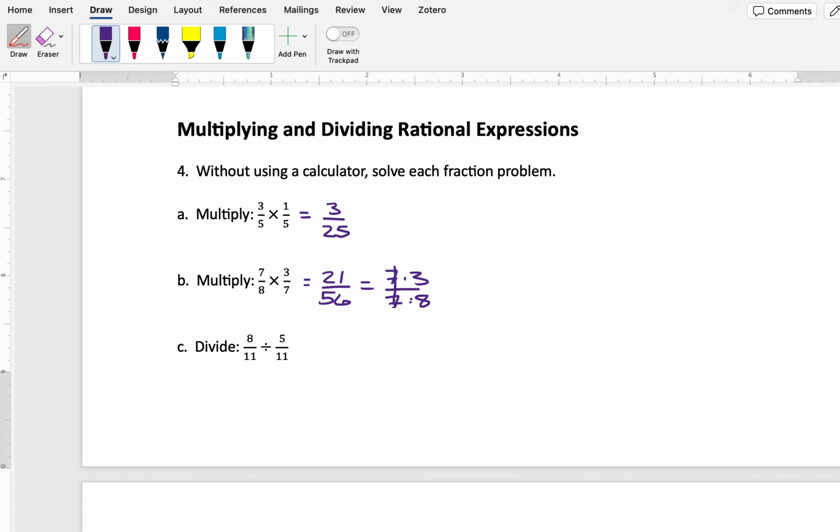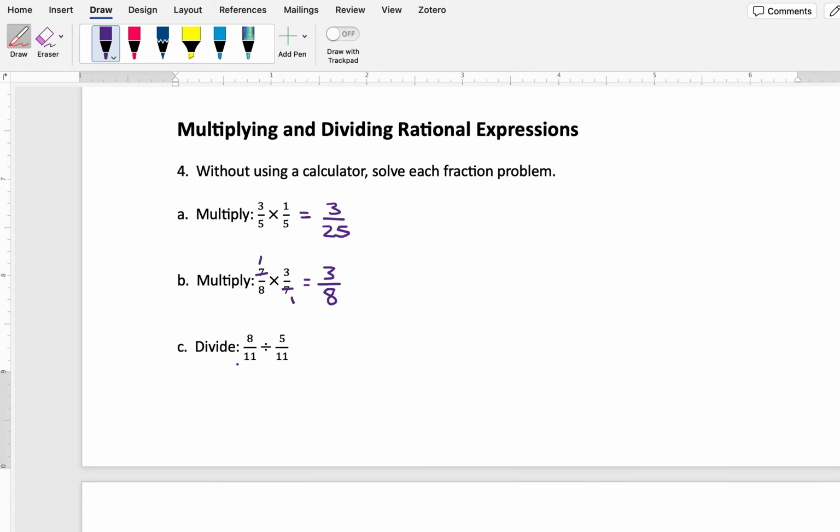But look at this. I just did extra work that I didn't need to do because what I could do is cancel the 7s first. So if I cancel the 7s from the top and bottom, then I'm going to have 3 times 1, which is just 3, and 8 times 1, which is just 8. So it's going to equal 3/8. So let me erase this work. Because I would rather make things easier on myself and cancel before multiplying.